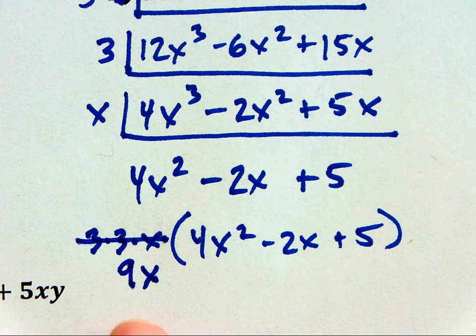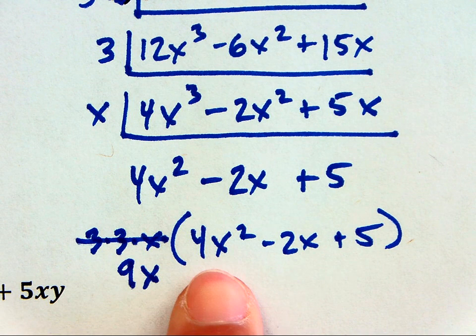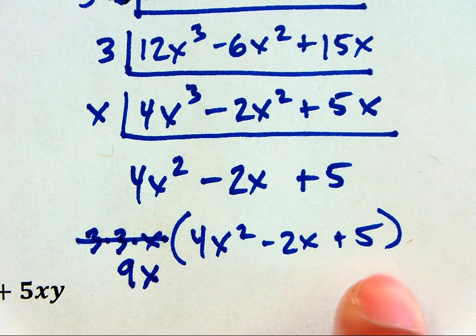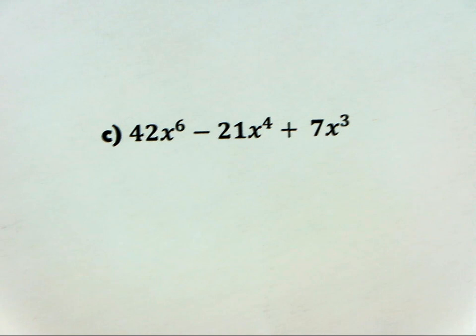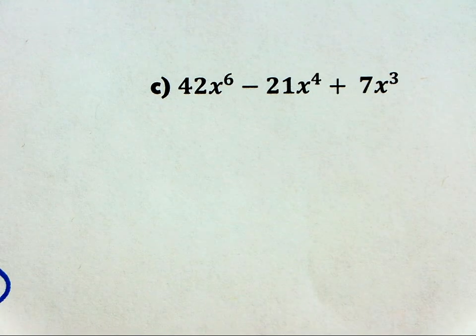Okay, so 9x is our greatest common factor. 4x squared minus 2x plus 5, that's the other factor, the quotient, if you will. All right. So now we're going back to example 1, part C.